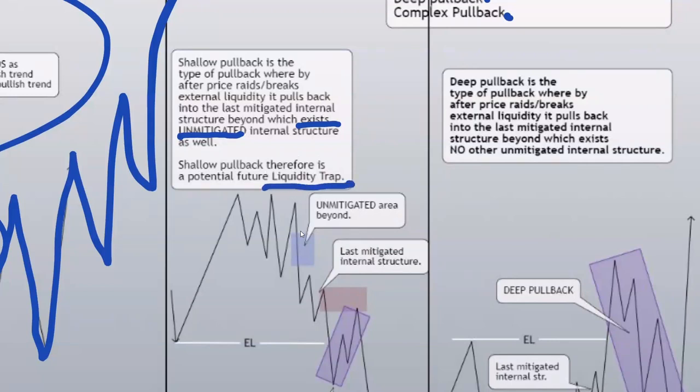These are keywords. A shallow pullback is the type of pullback whereby price raids external liquidity, that is the first thing. It pulls back into the last mitigated internal structure, that is the second thing, beyond which exist unmitigated internal structure as well. If you see a pullback whereby there is no unmitigated area beyond that area, then that is not a shallow pullback. No matter how small that pullback looks, that is not a shallow pullback.